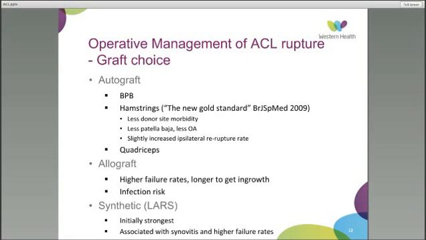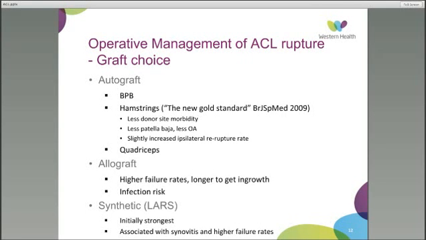It's worth noting there's no true isometric point of the ACL, so there's no isometric point to put in your single bundle. Transtibial technique versus anteromedial portal. I think a lot of the literature at the moment supports the use of an anteromedial portal, so you can get a more horizontal graft, and a transtibial technique is associated with a vertical graft position and rotary instability.